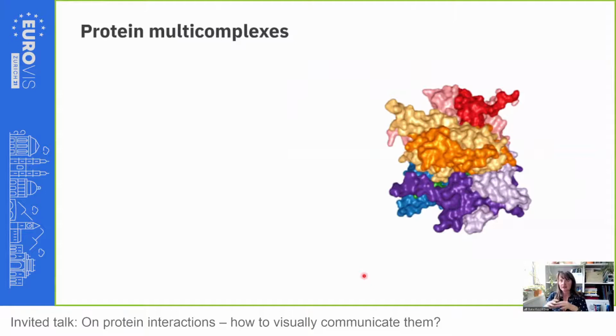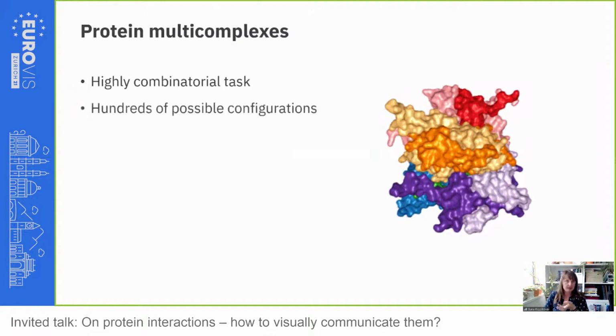Another issue here is that quite often we can also work with multi-complexes. So we are not satisfied only with two interacting proteins, but we can have a set of them, like in this example here. It's a highly combinatorial task, because you can have many combinations of how these proteins can interact, and these interactions are not even paired ones. One protein can interact with more proteins around itself. So again, we can get hundreds of possible configurations which we need to somehow explore and assess their feasibility.